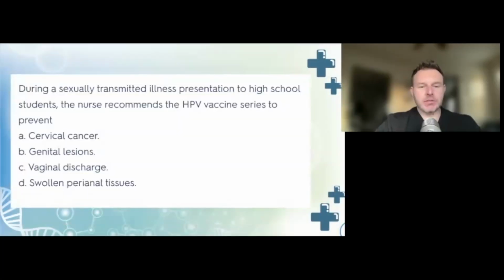the most important assessment is to do hearing acuity. During a sexually transmitted illness presentation to high school students, the nurse recommends the HPV vaccine series to prevent A, cervical cancer; B, genital lesions; C, vaginal discharge; or D, swollen perineal tissues. Hopefully we got this one right. The correct answer is A, cervical cancer. Human papillomavirus infection increases the person's risk for cervical cancer. So they recommend that they get this vaccine between the ages of 9 to 26 years old.